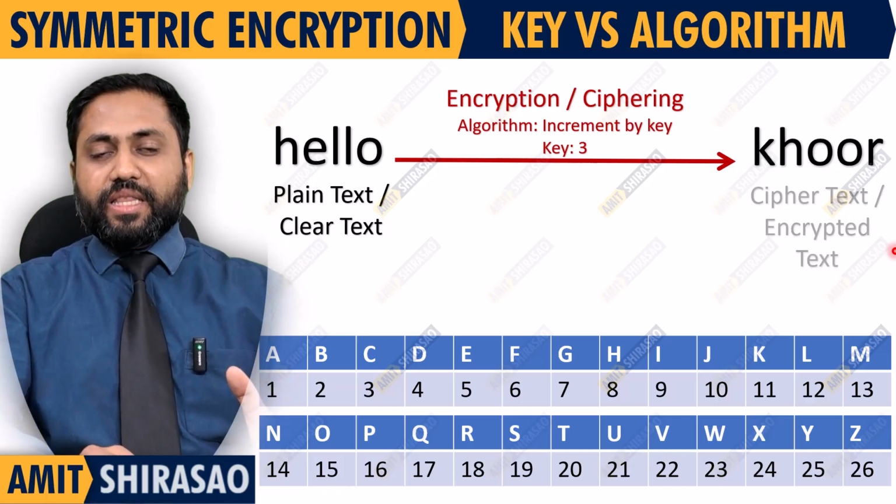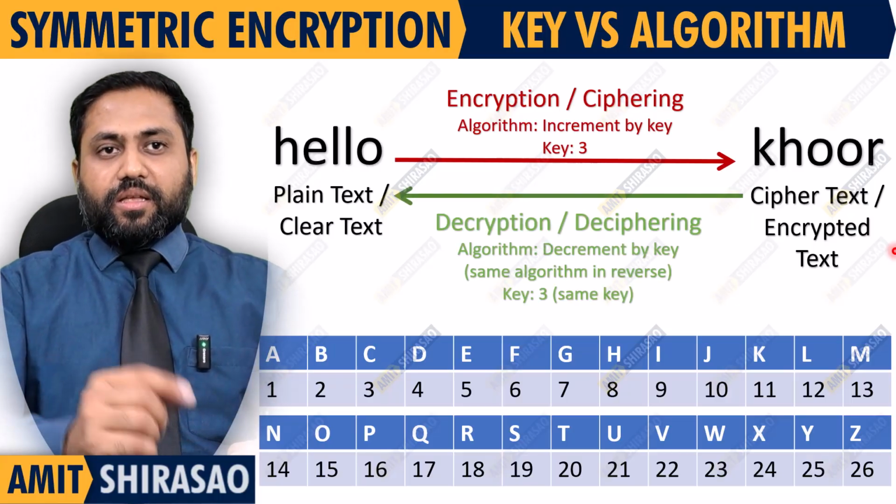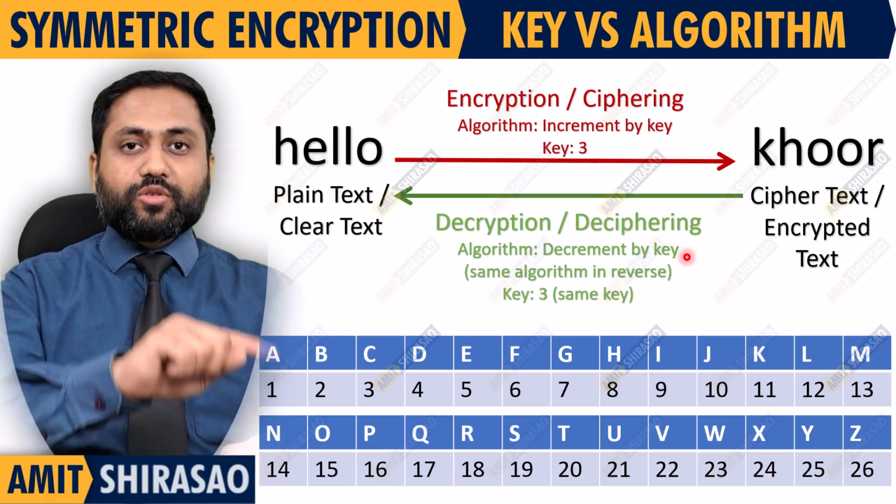So this is the encrypted text, also called ciphertext. Now while deciphering, the same algorithm is used but in the reverse order.